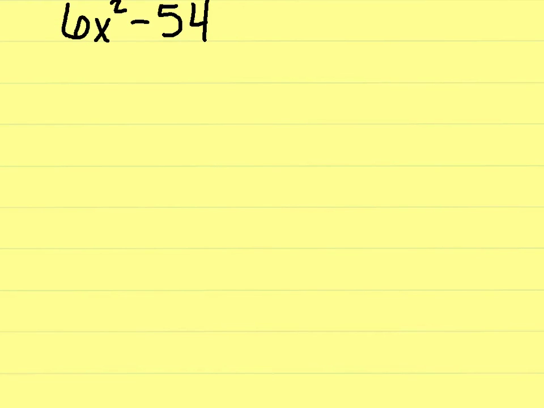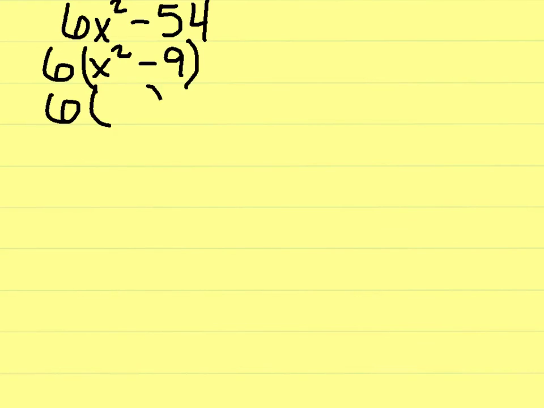So we have 6x squared minus 54. What should I take out of 6 and 54? 6. What am I left with? X squared minus 9. So we keep the 6. What is the square root of x squared? X. What's the square root of 9? 3. One's plus, one's minus.